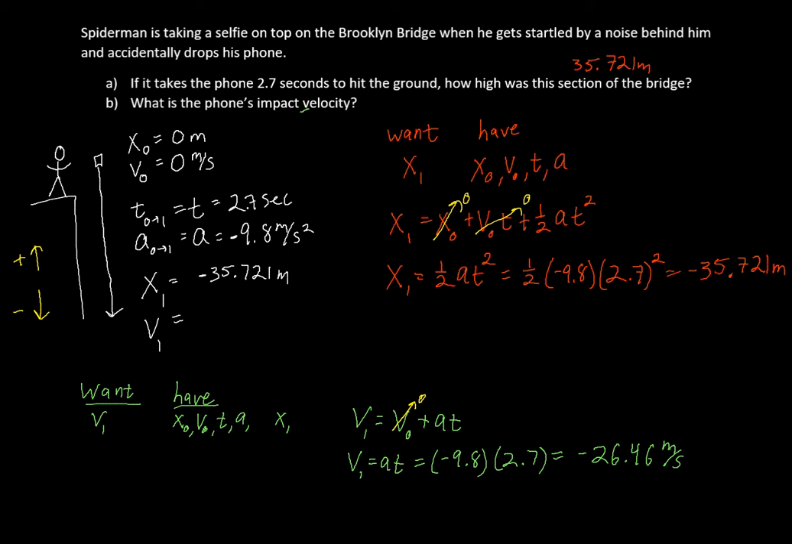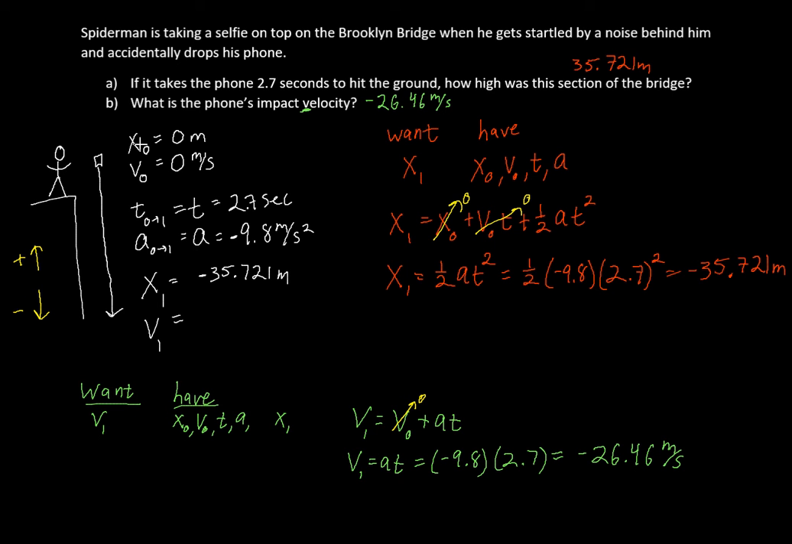So again, I ask myself, what is the phone's impact velocity? Well, velocity is a vector quantity, so I do need to make sure that I have the correct sign on there. Since the phone is falling down, it makes sense that the velocity would be negative. So I end up with a final velocity of negative 26.46 meters per second.